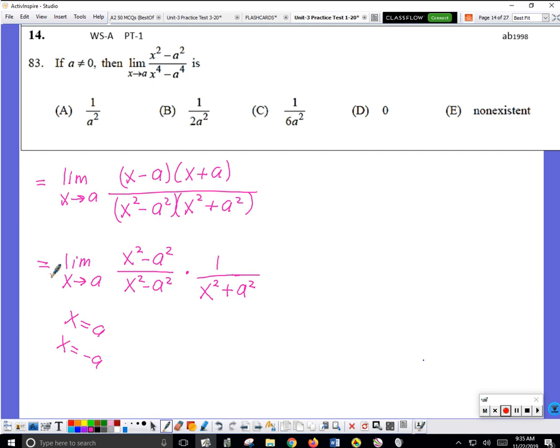We knew it? 2, 3 for Kenny. You want me to talk more? Just go back. Okay. So this is 1. When x gets close to a, this will get close to a squared. So the limit is going to be 1 over 2a squared. Question? Lauren? Cool.